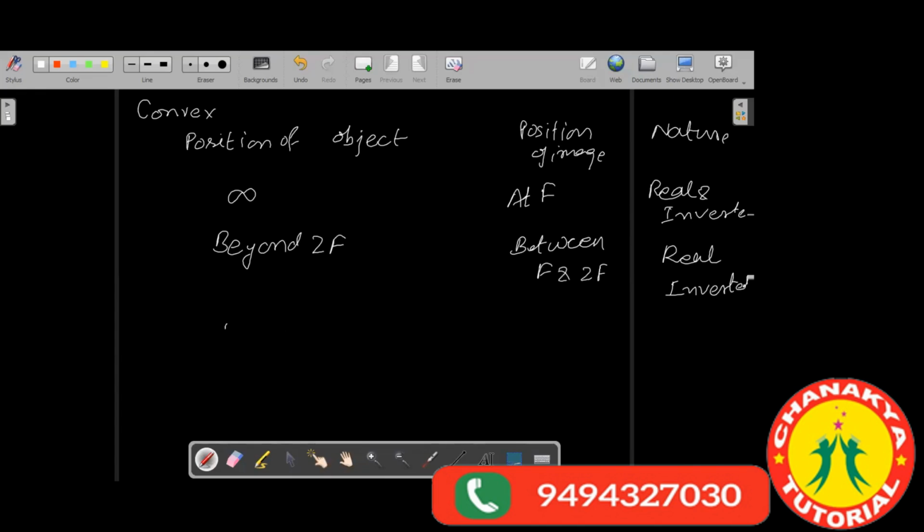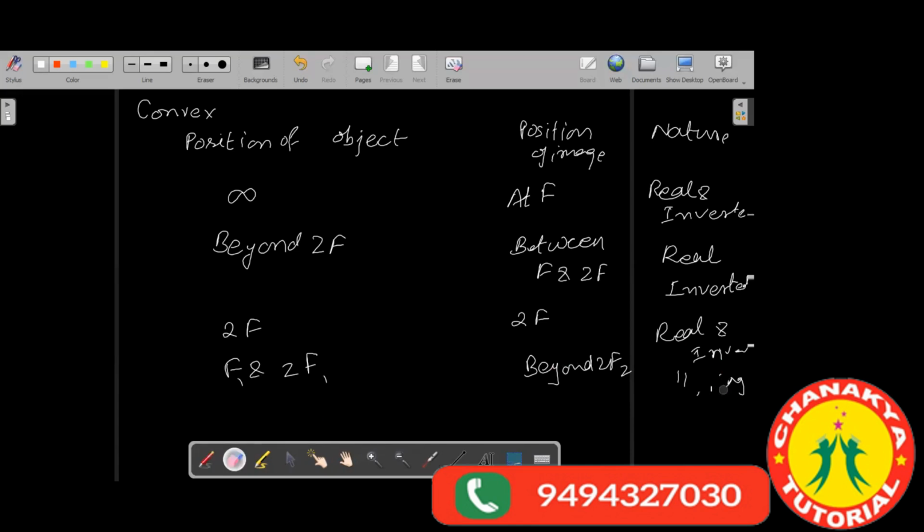Then when the object was placed at 2F, the image was formed at 2F and it was again real and inverted and same size. Then when the object was placed between F and 2F, or you say F1 and 2F1, the image was formed beyond 2F2. It was again real and inverted but magnified, that is enlarged. Real, inverted and enlarged. Okay.